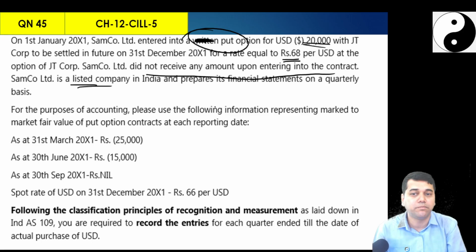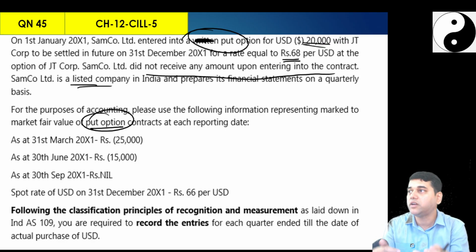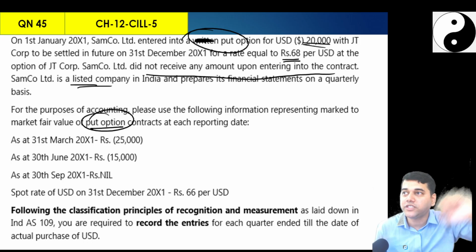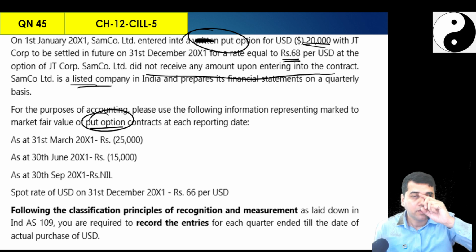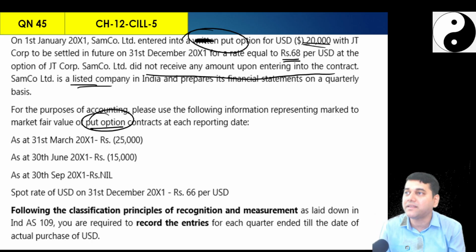Now, Samco is a listed company. Then they present the financial statements. For the purpose of accounting, please use the following information representing the mark to market value of the put option. Which option? Put option. Put option value is negative. For whom? For you now. Because if it was positive, how on earth would you pass the entry? It is positive for whom? It is positive for JT. Followed, no? If it is negative for JT, he will never exercise it, and he will never pass the entry.